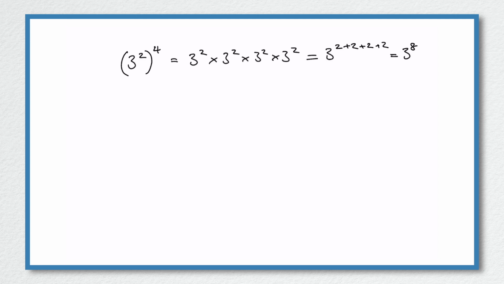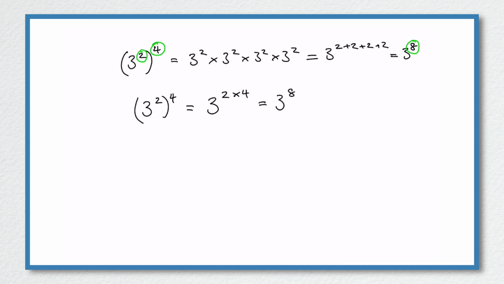The relationship, if we look at what we have here, we have our 8 and we have our powers of 4 and 2. The rule for this kind of problem is where we have 3 to the power of 2 all to the power of 4, what we do is we multiply the two powers. So we end up with 2 multiplied by 4, which is equal to 3 to the power of 8.